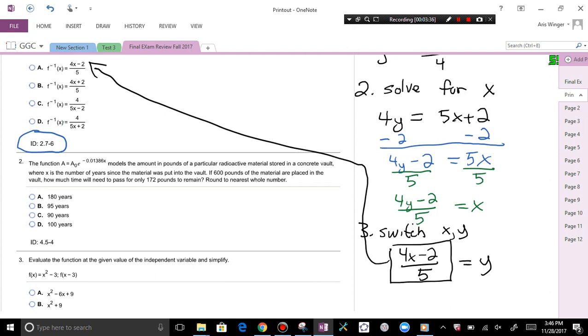Go ahead. That's just terminology. Don't worry about that terminology. It just means that's what the inverse is.